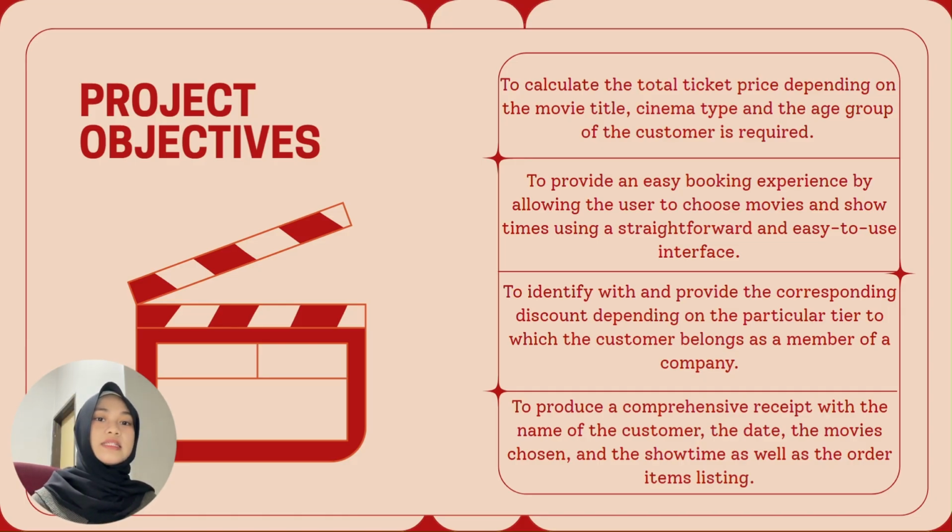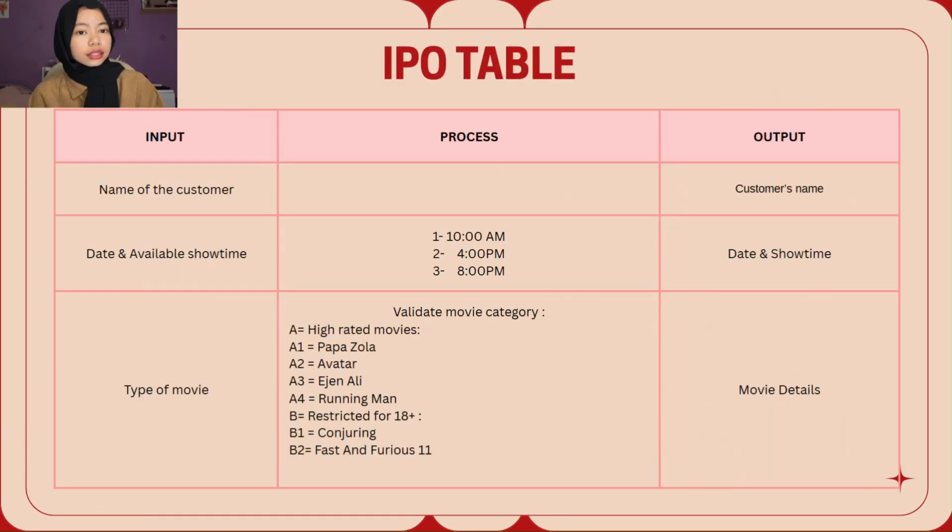Next, it will provide an easy booking experience by allowing users to choose movie showtimes through a user-friendly interface. For the third objective, the system will also identify customer membership tiers and apply the appropriate discount accordingly. Finally, it will generate a complete receipt that includes the customer's name, date, selected movie, showtime, and the detailed list of order items. So, let's take a look at our functional logic using the IPO table.